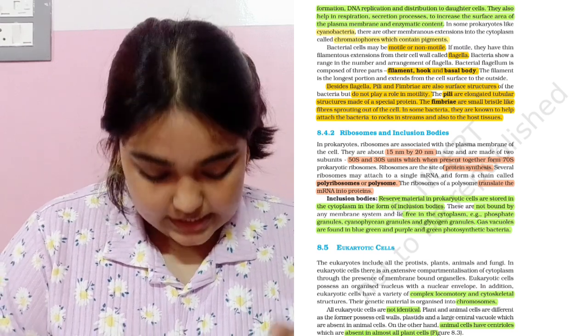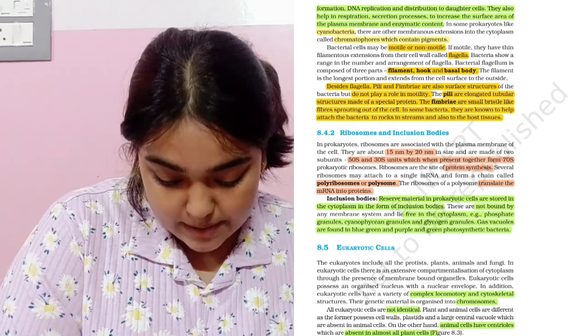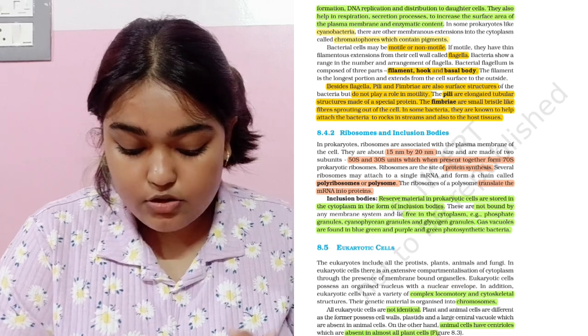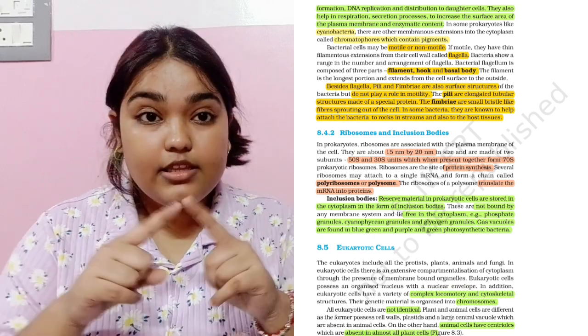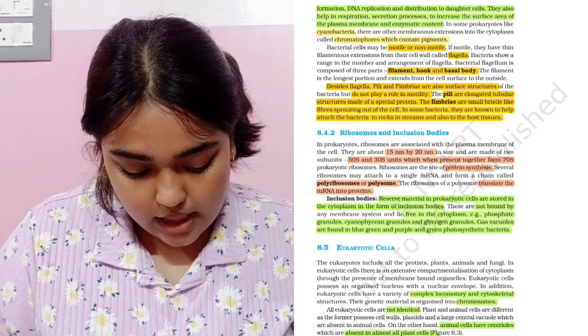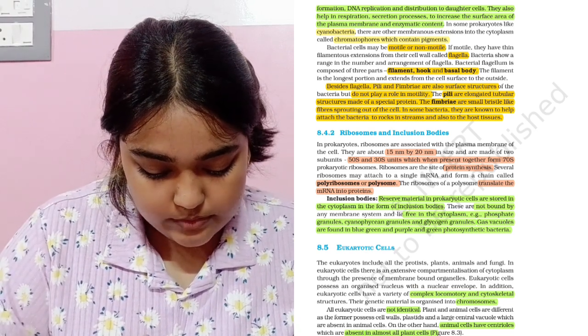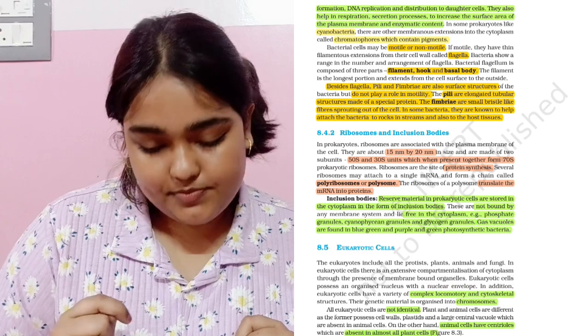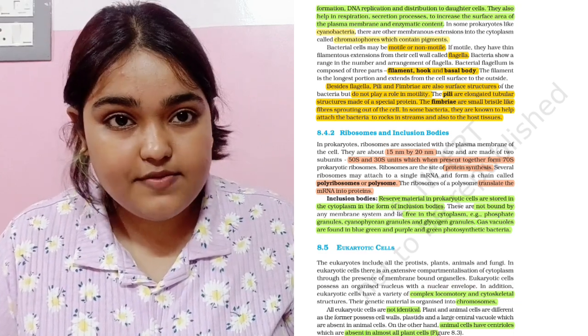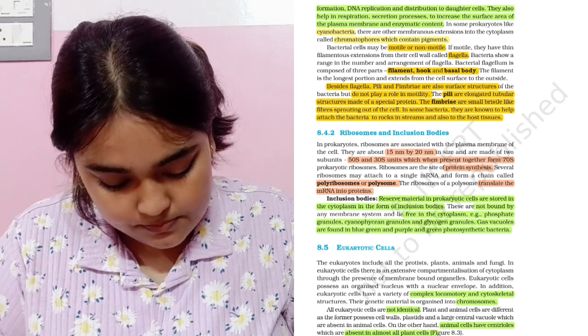In some bacteria, they are known to help attach bacteria to rocks in streams and also to host tissues. Now, this line is very important. It is a NEET PYQ, and you need to remember this. Just for the NEET aspirants and also the class 11 students, just mark it important.